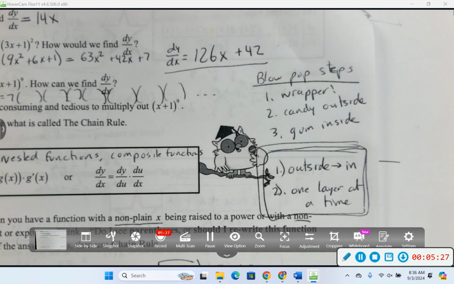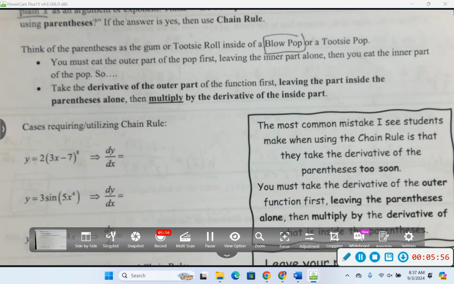But it served as a great example, because the most common mistake on the chain rule is doing what that kid did with his Tootsie Roll Pop. It's, I'm just going to eat it all at once. It's delicious. No, that's not how you eat a Tootsie Roll Pop, and that's not how you do the chain rule. You've got to go one layer at a time, outside in. And if I put a note on your test, no, you just ate the blow pop all at once, you'll know what I'm talking about. That's what that guy did.